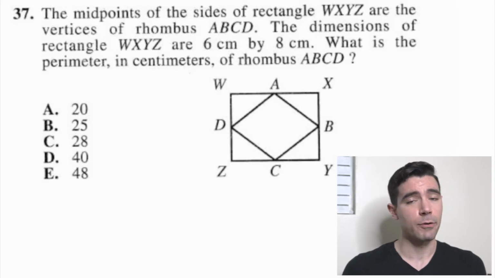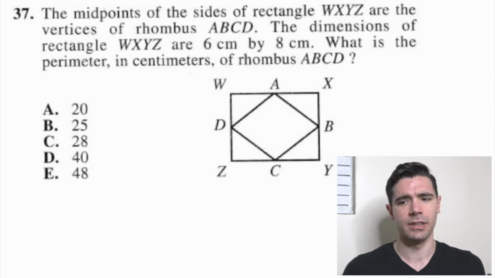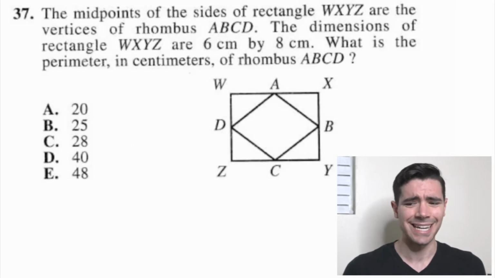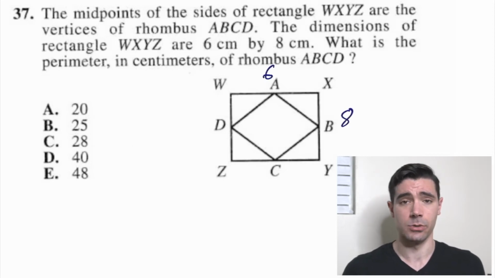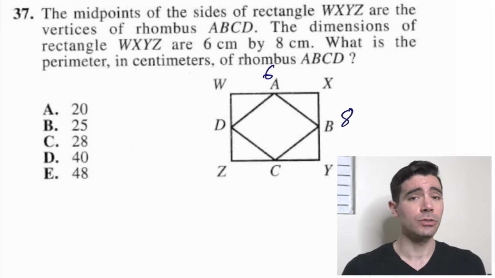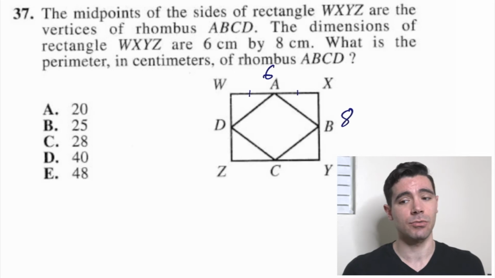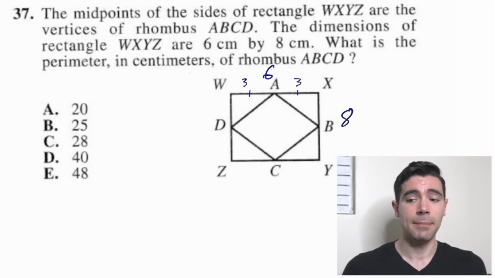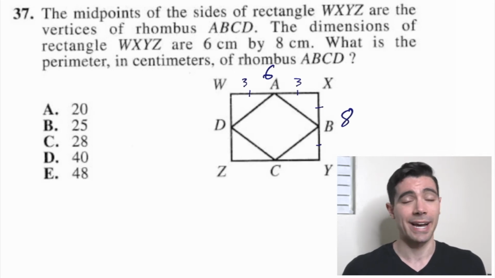Alright, well that gave me some information there that I don't actually have in front of my eyeballs yet on the figure. So let's go in and label some stuff. WX is 6 and XY is 8, because those are the dimensions of the rectangle. And they also told me that A, for instance, is the midpoint of WX. So I'll say WA is 3 and AX is 3. And B is also the midpoint of XY, so XB is 4 and BY is 4.